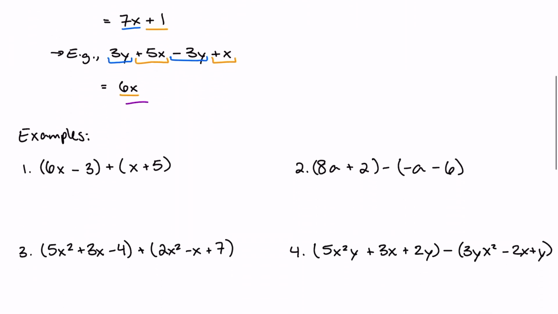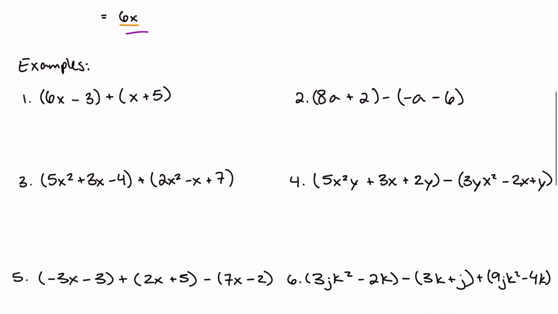And now I'm just going to go over some examples with you guys to really hone in on this. So here we have 6x minus 3 plus x plus 5. So when we apply a positive sign to all our terms inside the bracket, it doesn't change the sign. So we end up with 6x minus 3 plus x plus 5. And our like terms would be the x's, and then our other like terms would be the constants. So 6x plus x would give us 7x, and 5 minus 3 would give us 2. So that's 7x plus 2 as our answer.